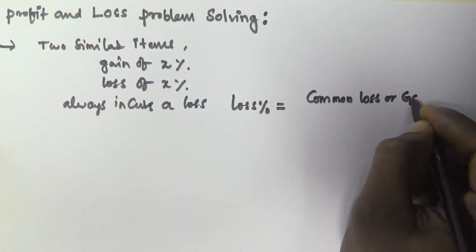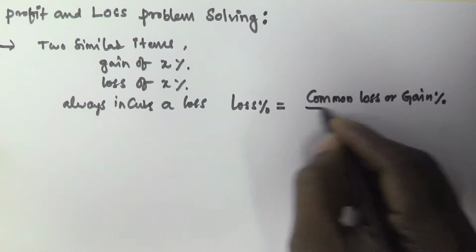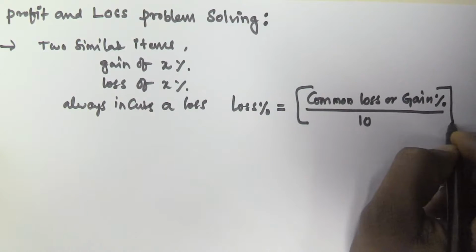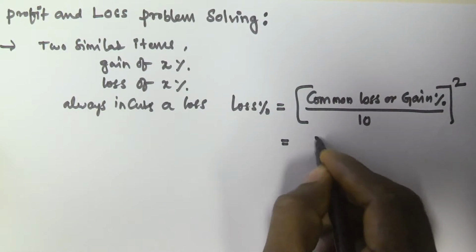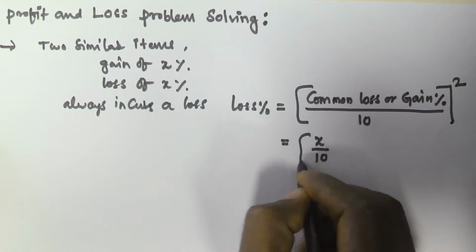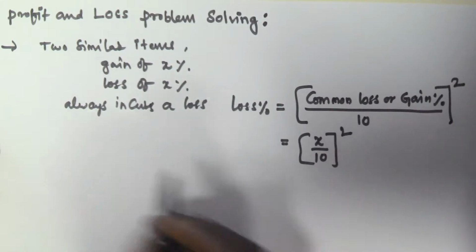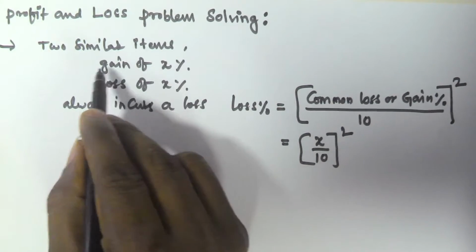common loss or gain percentage by 10, overall square. So in our case it is X, so that can be written as (X by 10) whole square.